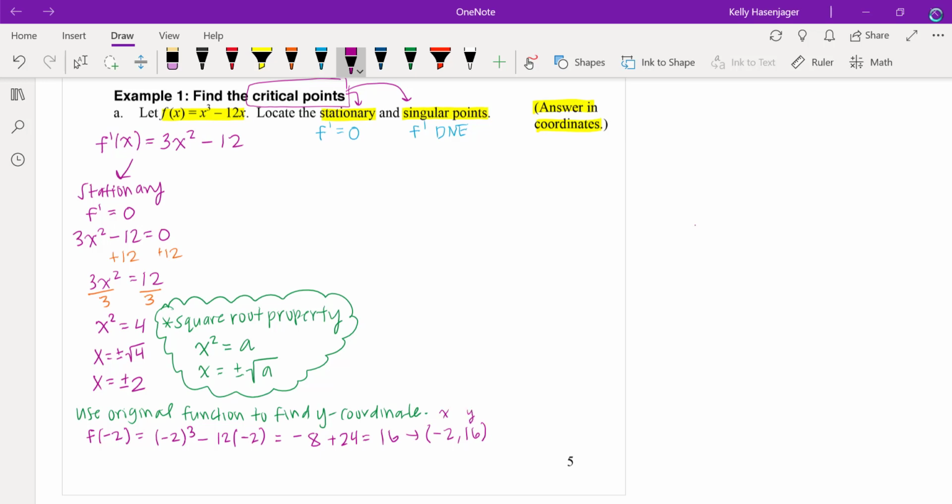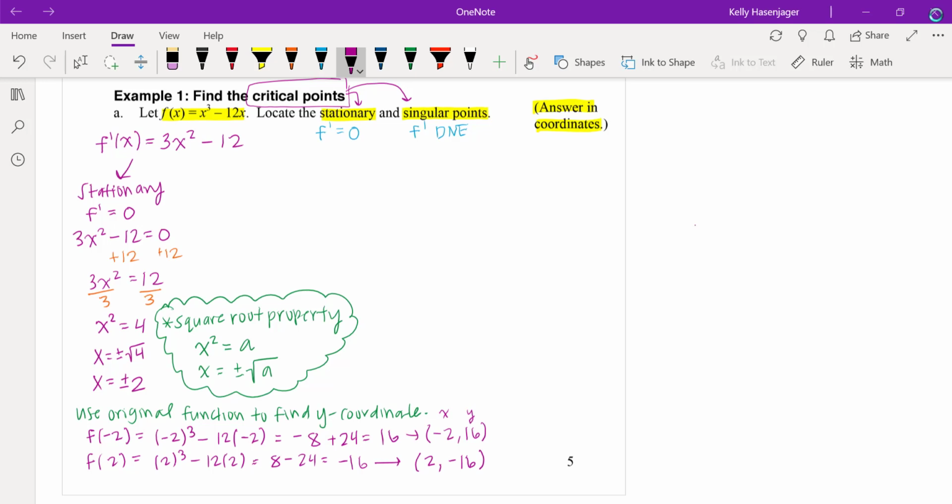Now the other x value that we found was 2. We'll plug 2 into the original function to get 2 cubed minus 12 times 2. So we get 8 minus 24, which is negative 16. That gives us the coordinate 2, negative 16. So we found our 2 points that are stationary points.